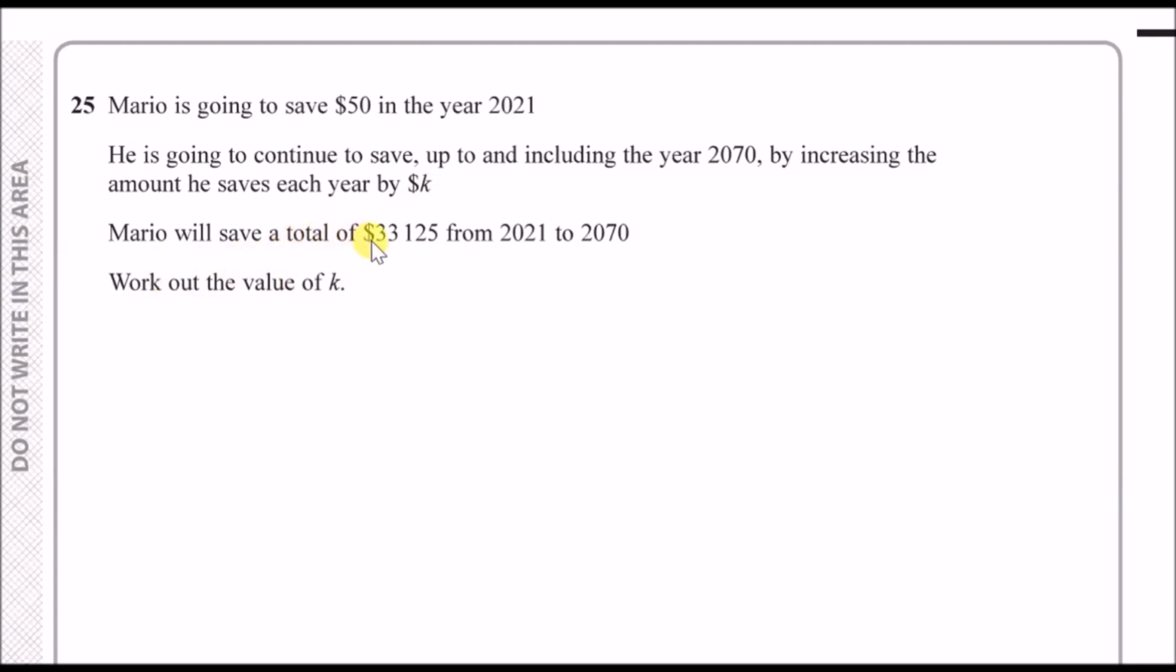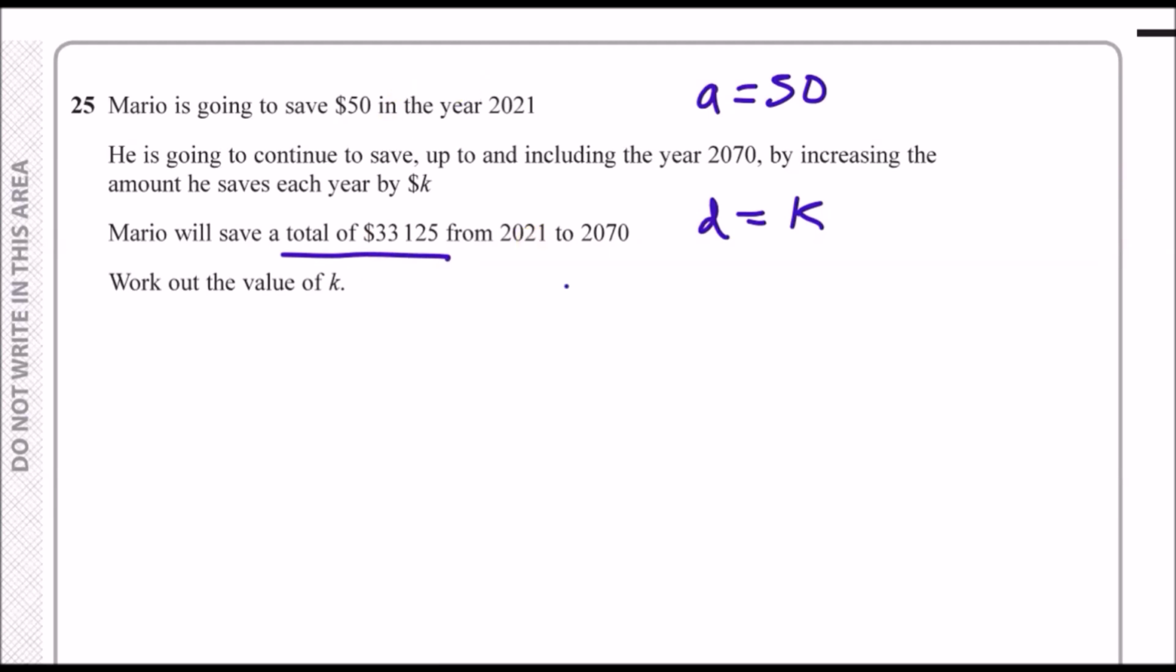Mario will save a total of $33,125 between those 2 years. Work out the value of k. Alright, so essentially guys, this is actually an arithmetic series question in disguise. And they gave us a little hint here. They told us that the first amount he's going to save would be 50, so a is 50. We know that it's going up in k's, so the common difference is $k. And they told us that he will save a total. Now notice how they use the word total. This means that he's going to sum up all that money.